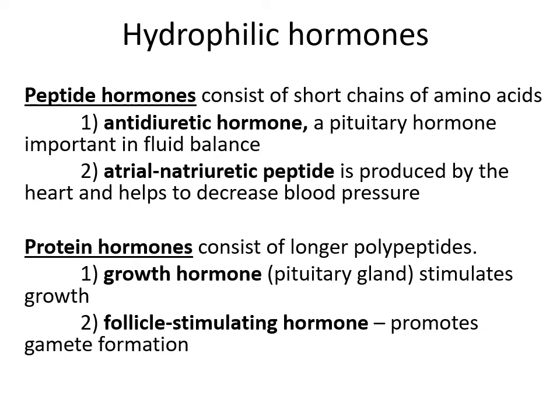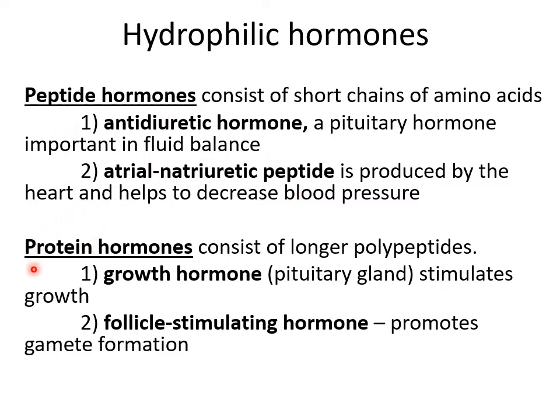In addition to the amine hormones, we have peptide hormones. And instead of them being derived from a single amino acid, they're derived from short chains of amino acids. Examples of peptide hormones include antidiuretic hormone, which is a hormone that's important in fluid balance. You're going to become very familiar with this hormone as the semester progresses. And atrial natriuretic peptide, which is another hormone that helps regulate blood pressure.